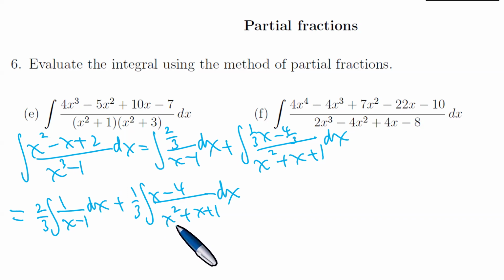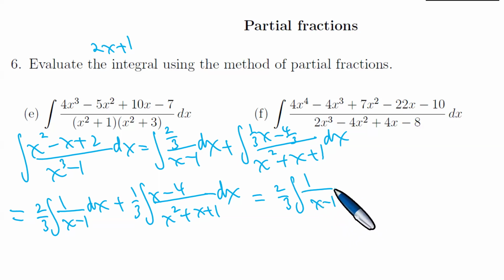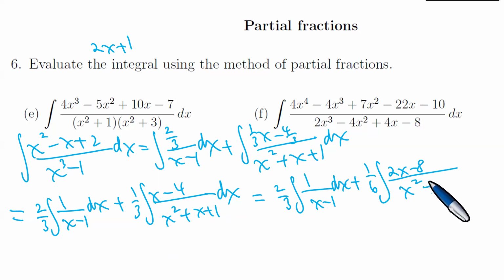At this point, we obtain the following. The derivative of the denominator, x squared plus x, would just be 2x plus 1. So we want to get a 2x plus 1 here. We want this x to become 2x, and for that you need to multiply by 2 and also divide by 2. So you have a 2 out of 6. 2/3 the integral of 1 over x minus 1 dx. You multiply by 2 and divide by 2, so it becomes 1/6. You multiply by 2, it becomes 2x minus 8, over x squared plus x plus 1.